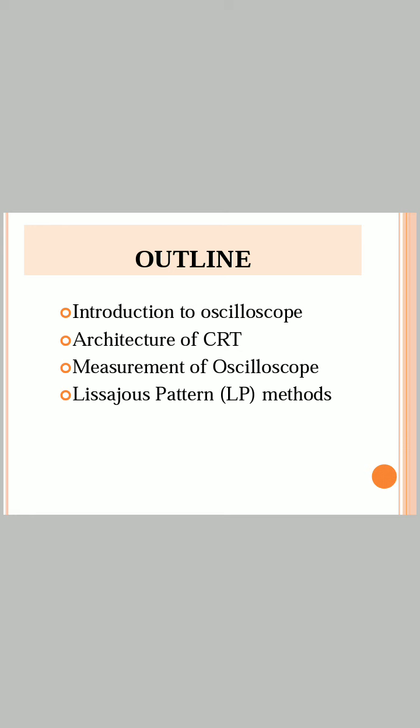I am Ashish Nema and I am going to deliver a lecture on the topic oscilloscope. We can discuss this topic by PPT presentation. We can discuss the oscilloscope by the following outline.